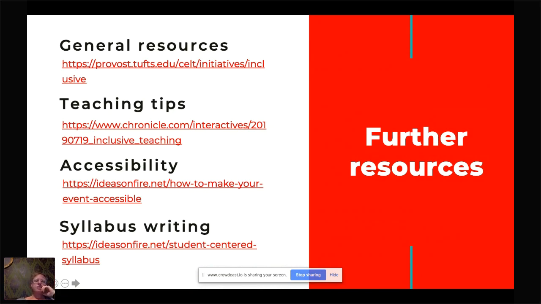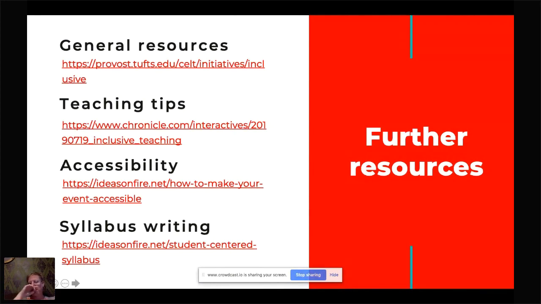There's also an excellent article at the Chronicle of Higher Education that's linked here with a lot of practical teaching tips, so things to do in the classroom to maximize the inclusivity of the space. And then Ideas on Fire has a couple of resources that I thought might be helpful. One is about accessibility, and it's specifically about how to make an event accessible, but the tips and techniques there are definitely transferable to your classrooms.